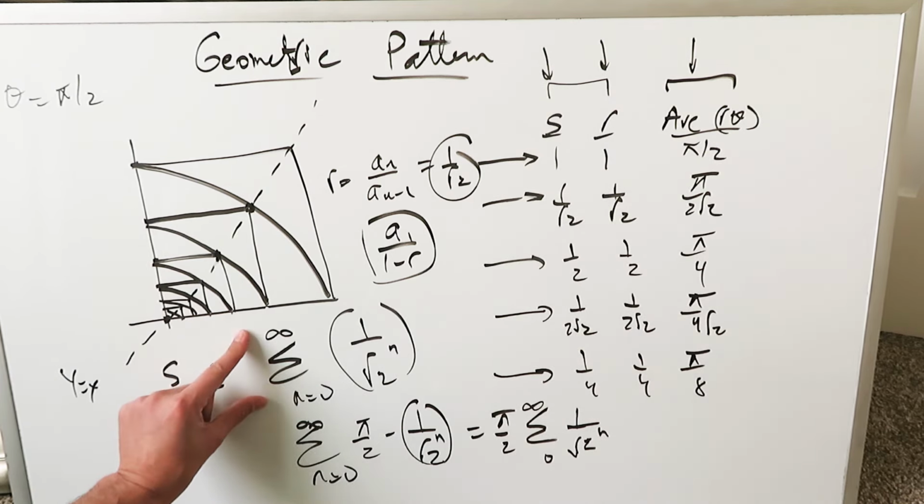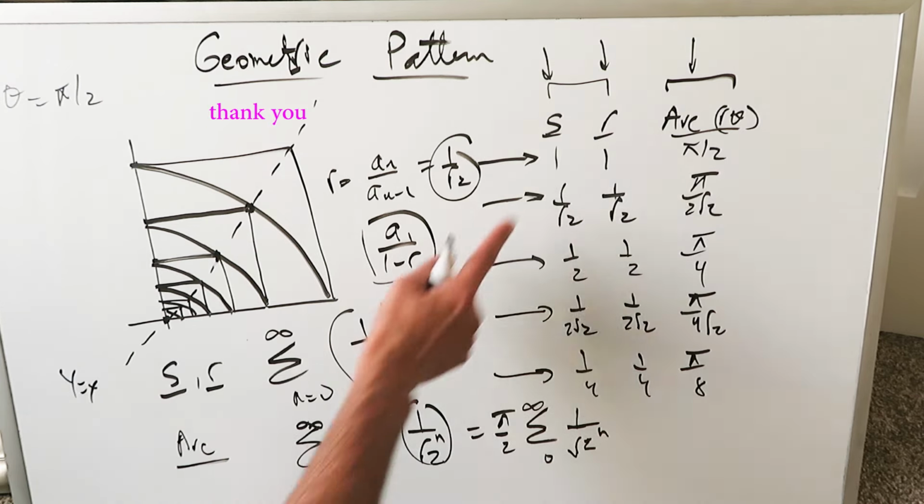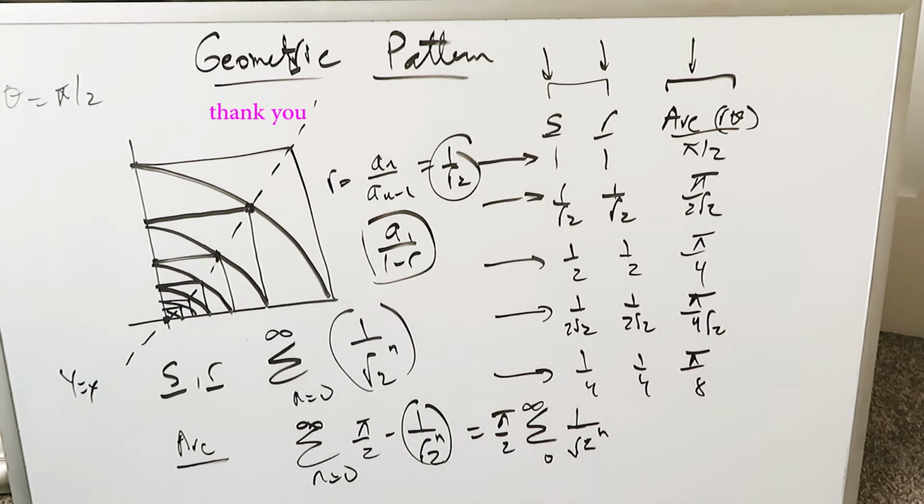You have a finite sum of series with regards to the sides of the squares and the radius of the sectors. You have a finite sum of series with regards to the arc lengths. All of these three specific items here have a clear infinite geometric series pattern developing.